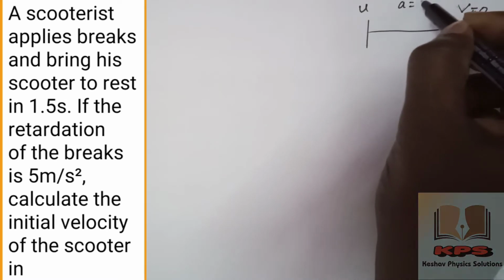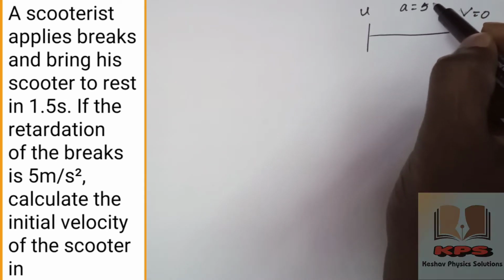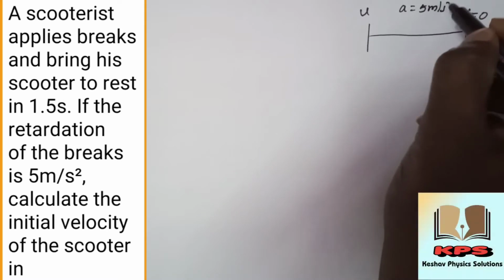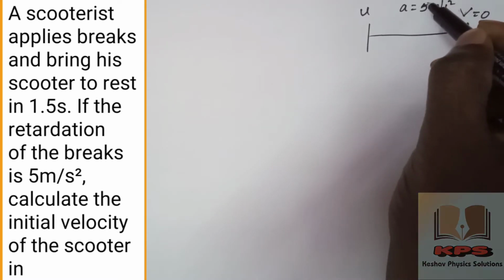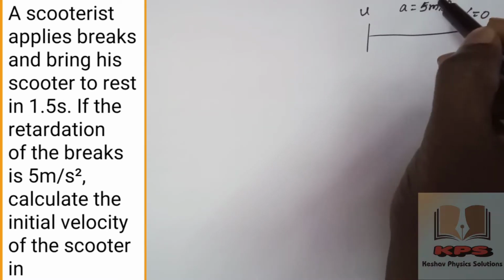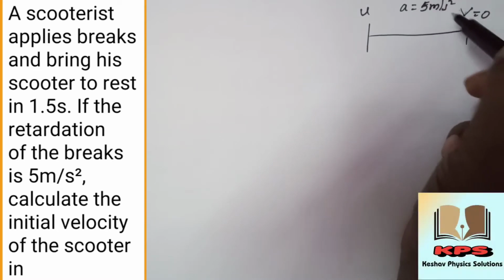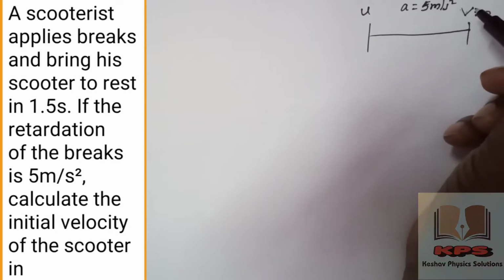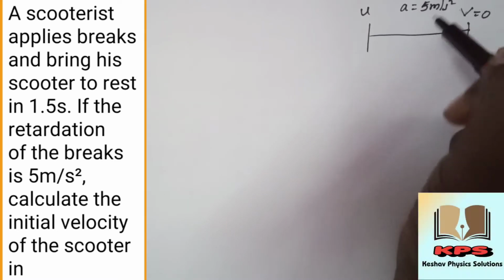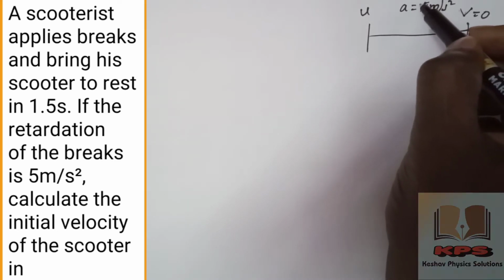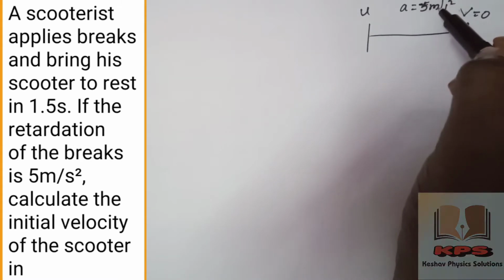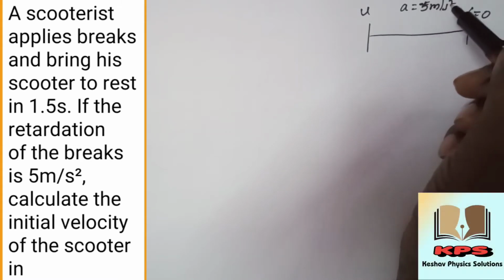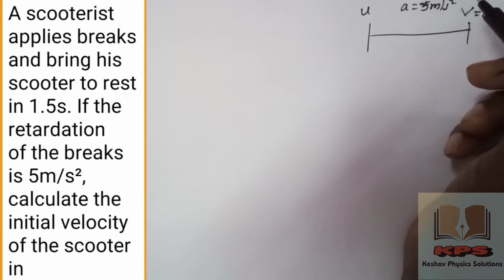Retardation means decreasing acceleration, or velocity is decreasing, that we can take as retardation. Increasing velocity is called acceleration, decreasing velocity is called retardation. Here we keep a negative sign for the acceleration, then that becomes deceleration or retardation.